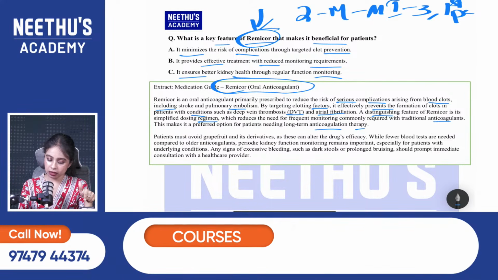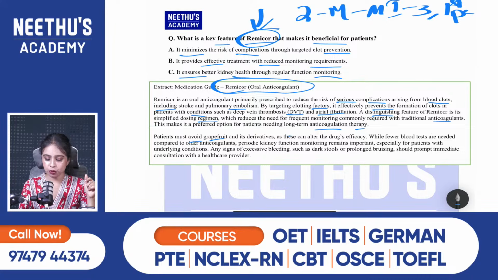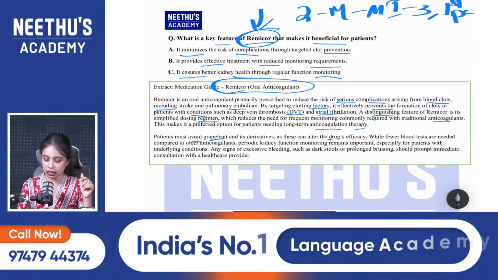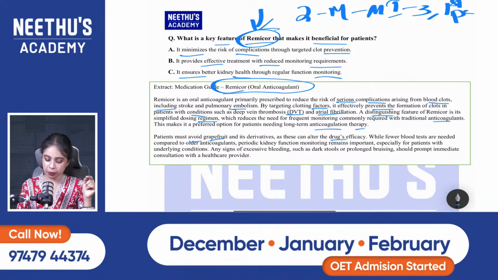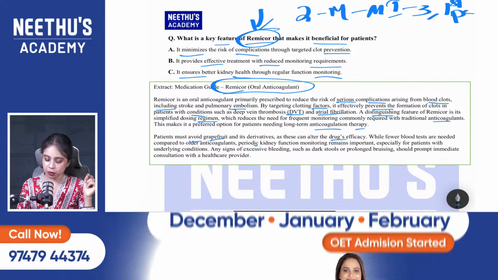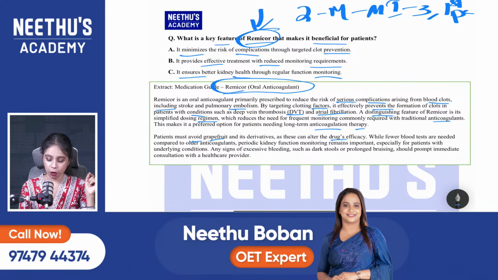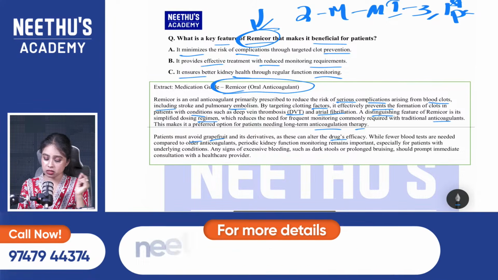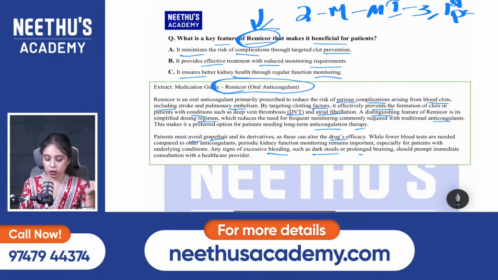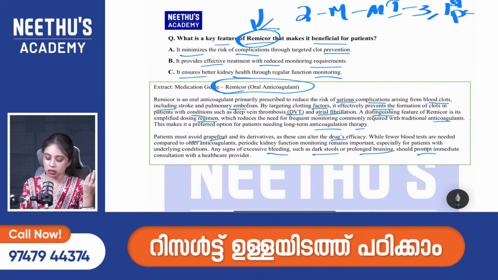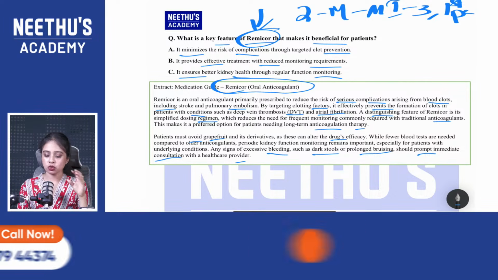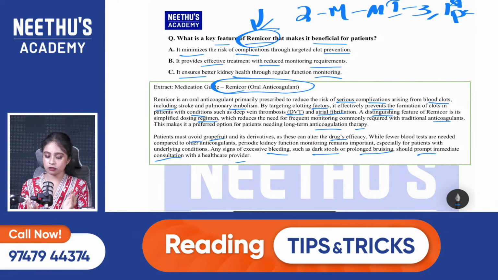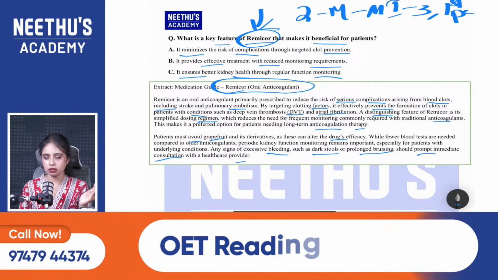Then, what is the second para? Patients must avoid grapefruit and its derivatives as these can alter the drug's efficacy, while fewer blood tests are needed compared to older anticoagulants. Periodic kidney function monitoring remains important, especially for patients with underlying conditions. Any signs of excessive bleeding, such as dark stools or prolonged bruising, should prompt immediate consultation with the healthcare provider. So that's all about the two paragraphs. This small text is all about the oral anticoagulant Remicor.